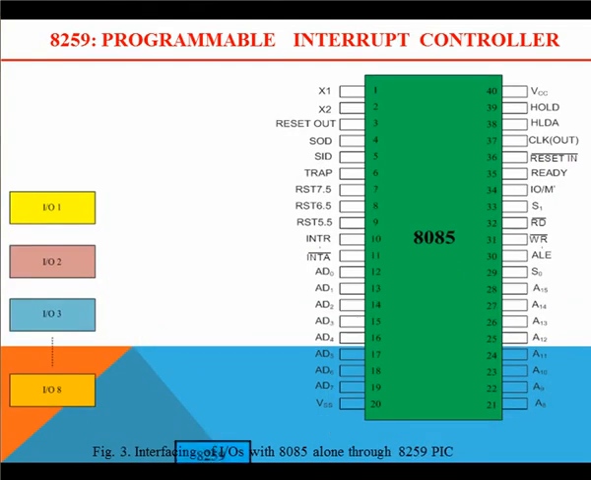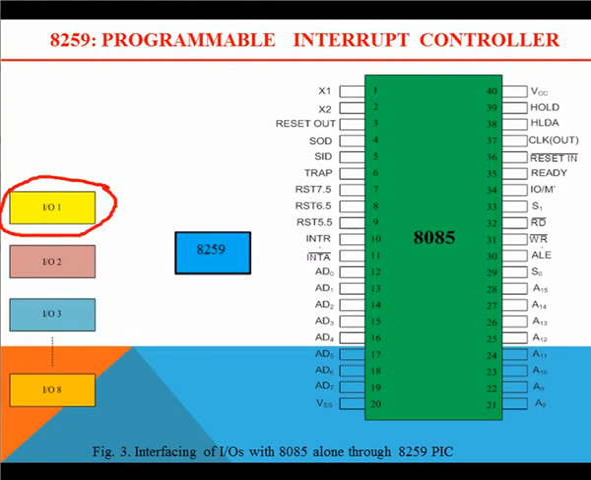Now, the 8259 PIC controller is used as an interface device. It takes interrupt requests from the IO devices and sends an interrupt signal to 8085. When it gets the interrupt acknowledge signal from it, it will tell the higher priority IO device that your interrupt request has been accepted. Now that device starts communication with 8085. The whole process.